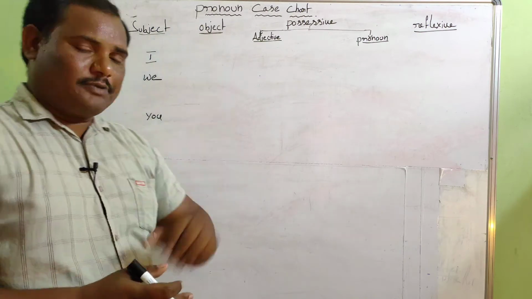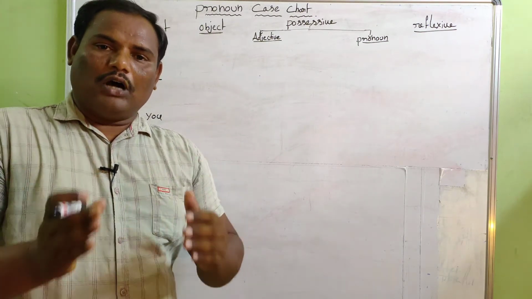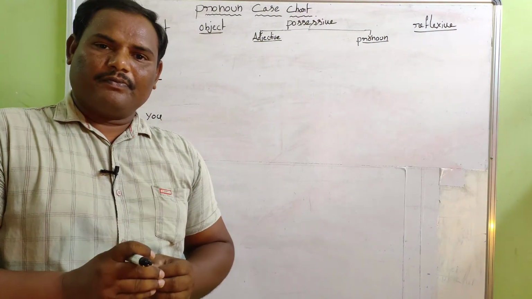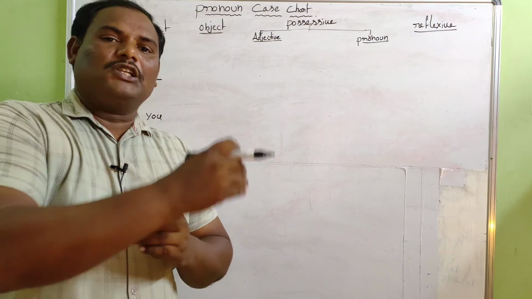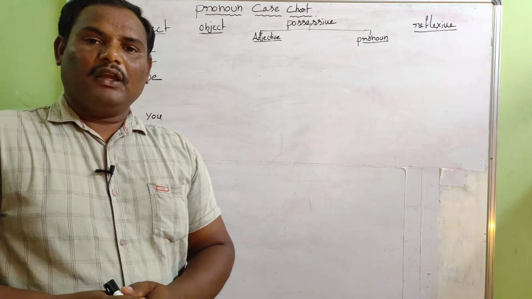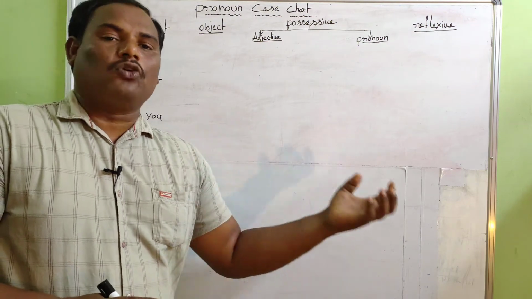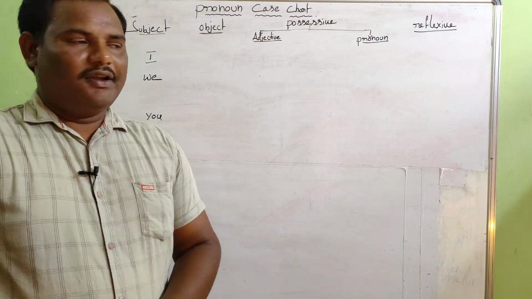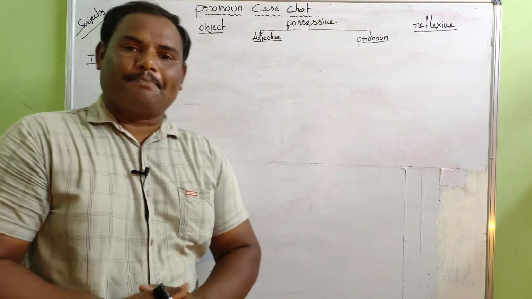When it comes to the object pronoun, an object pronoun usually comes after the verb in the sentence, in the last position in the sentence, and it is considered the receiver of the action. And if you go to the third element, possessive pronoun.